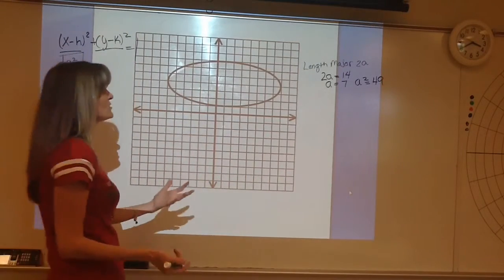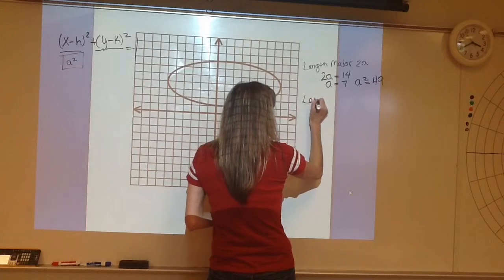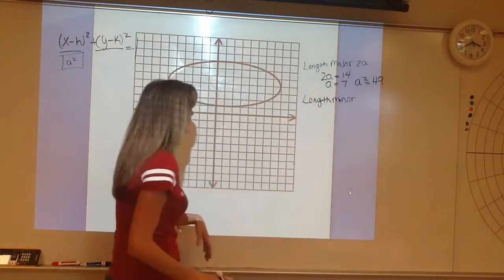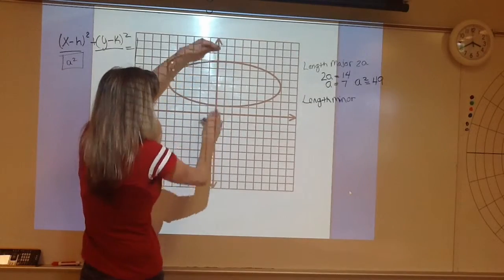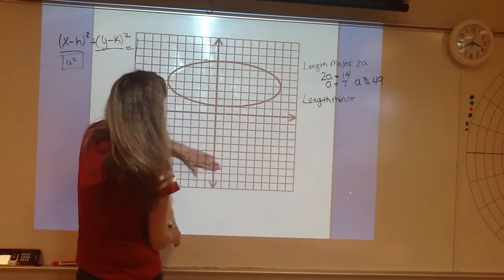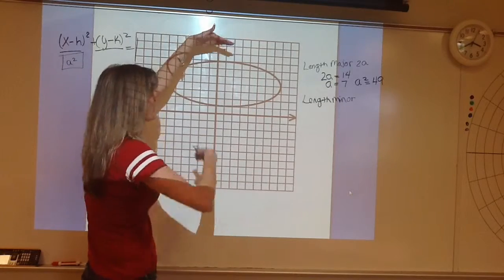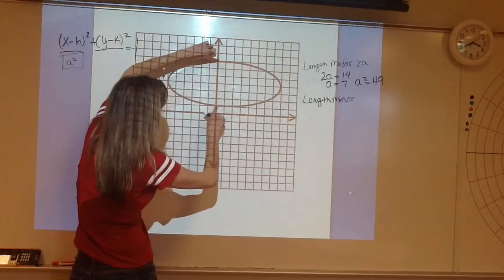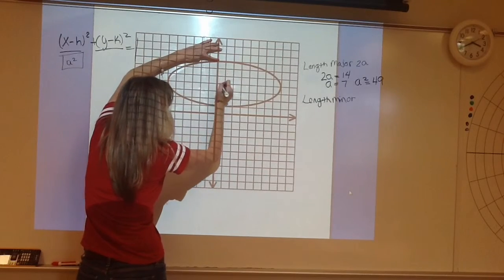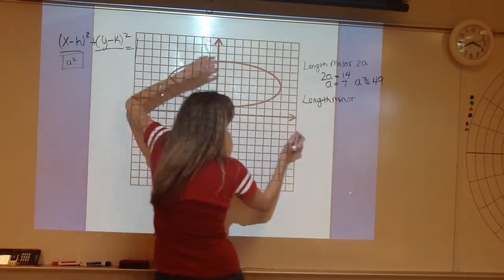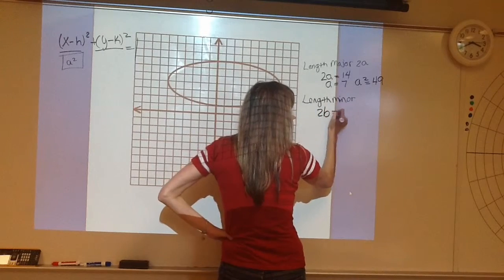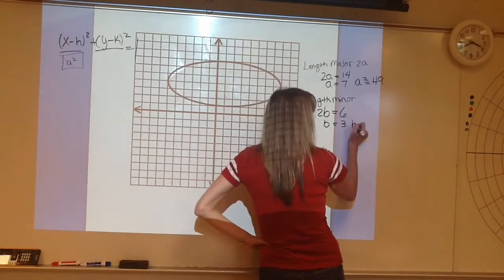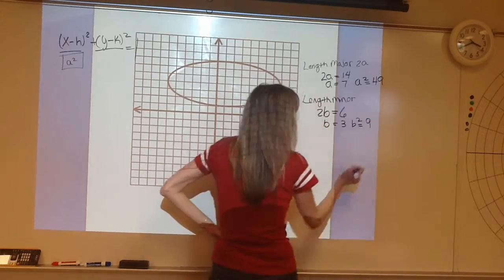Okay, the next thing I want to do is find the length of my minor axis. And so my minor axis is going with my y-axis this time. I want to go all the way to the top and all the way to the bottom and count how many units. So here's my furthest point to the top, furthest point to the bottom. So I'm going to count 1, 2, 3, 4, 5, 6. So I know 2b equals 6, so b equals 3. That means b squared equals 9.